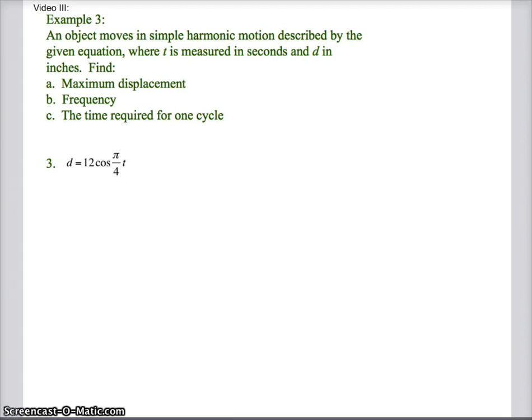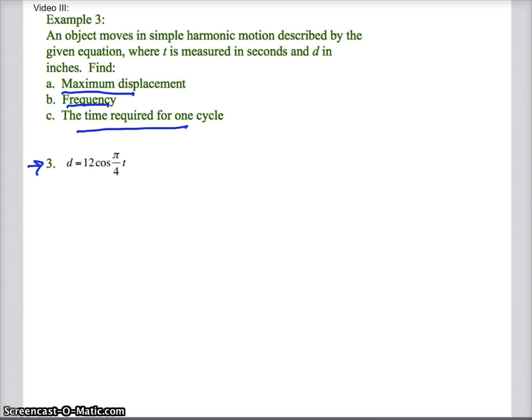An object moves in simple harmonic motion described by the given equation, where t is measured in seconds and d in inches. And so here's our equation, d equals 12 cosine of pi over 4t. Find the maximum displacement, the frequency, and the time required for one cycle.